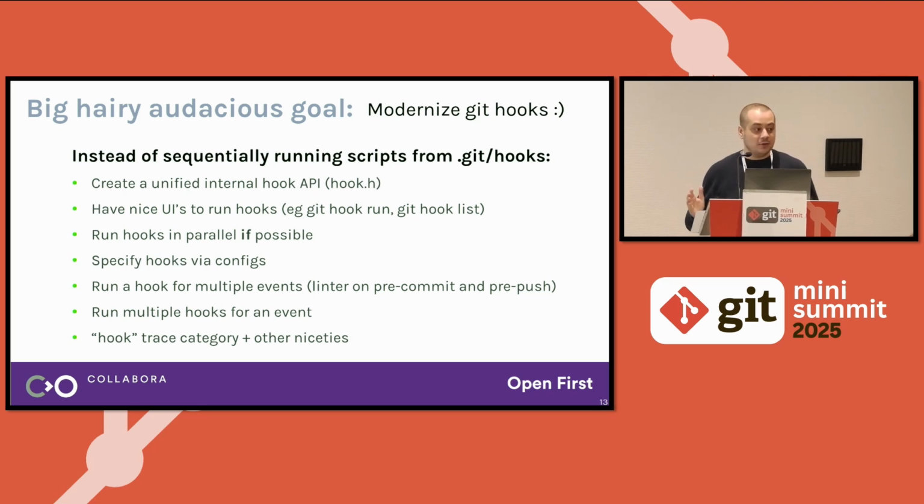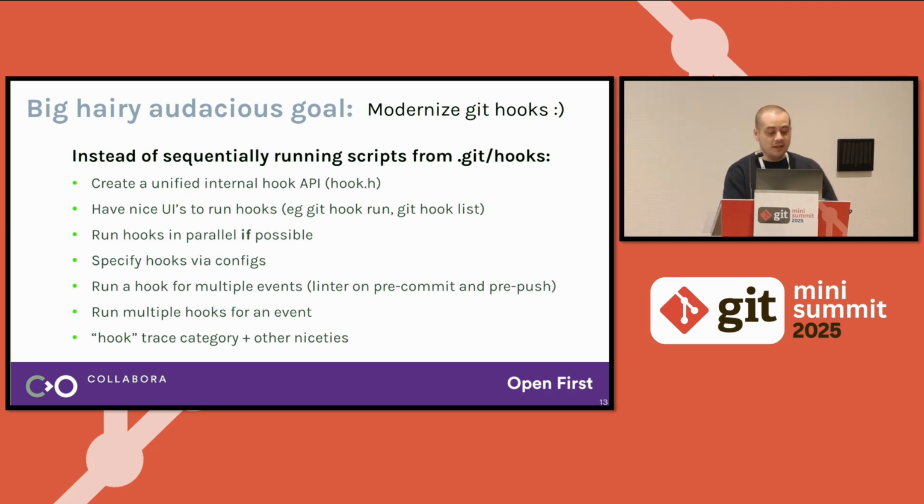We want to migrate all the hooks to the new API and also have some nice user interfaces for the hooks, like a git hooks run command or a git hooks list command, right? So you can work nicely with hooks, even just from your shell, from your command line. And we want to run hooks in parallel where it's possible. Not all hooks can be parallelized, but some of them can, so it makes sense to be able to run them in parallel.